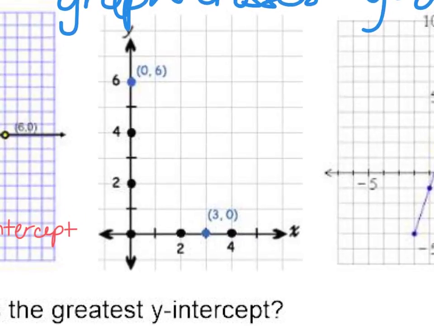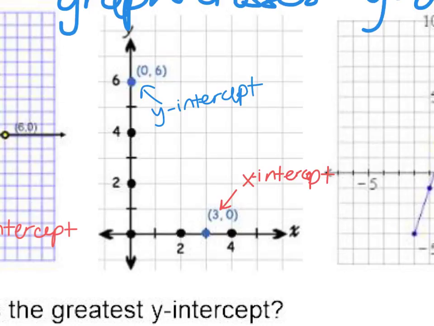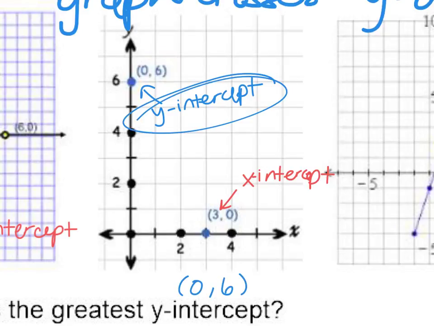Next one. This is what we call an x-intercept. We're not looking for the x-intercept, but I'll point that out. That is called the x-intercept, but that's not what we're looking for right now. What we care about is the y-intercept. The x-intercept is just where the graph crosses the x-axis. So if I asked you for the x-intercept, you would say 3, 0. But because I'm asking for the y-intercept, you're going to say 0, 6. This is the one we care about. And you see that point right there at 0, 6.